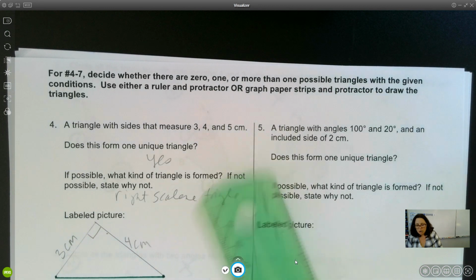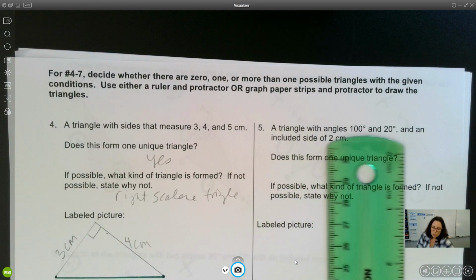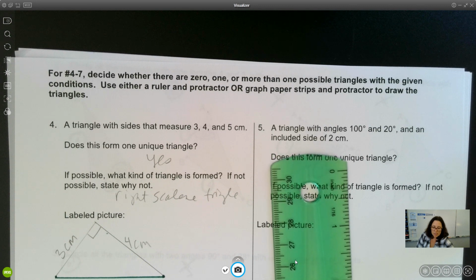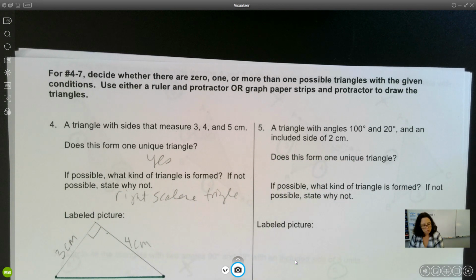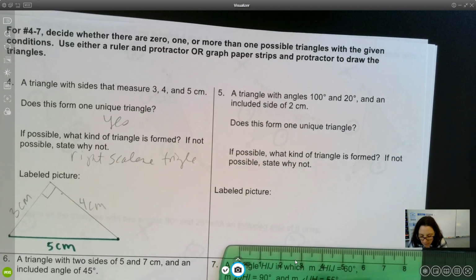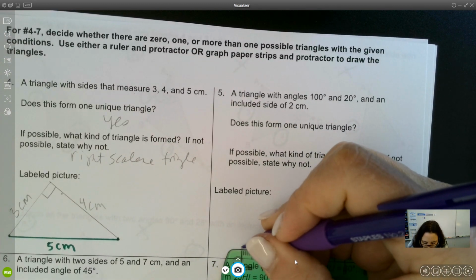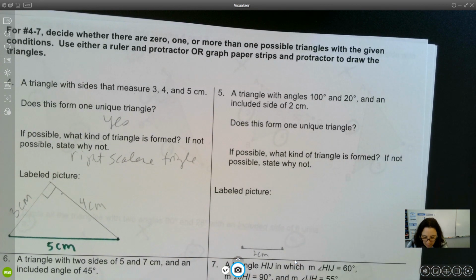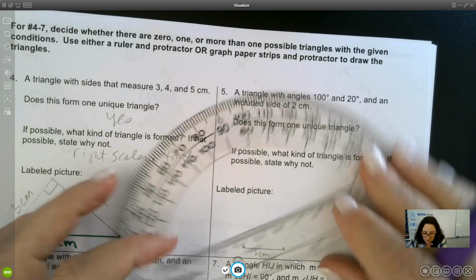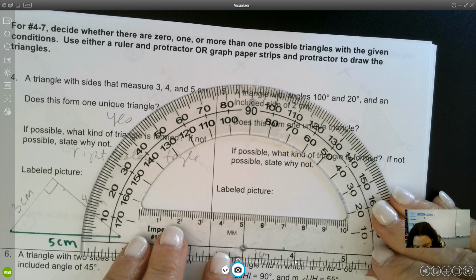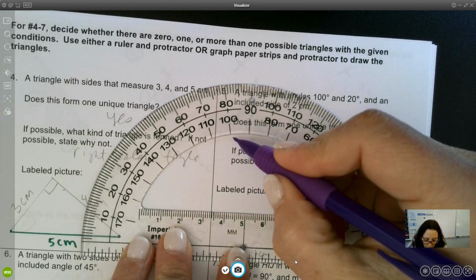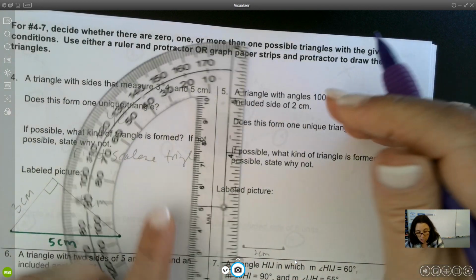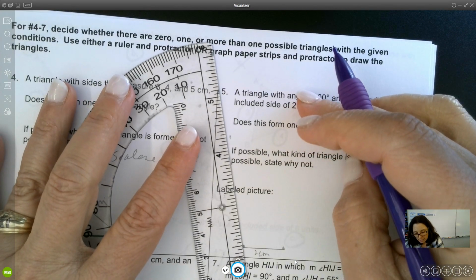All right, a triangle with angles 100 degrees and 20 degrees and an included side of 2 centimeters. So I need to do my 2 centimeter side length. That's teeny tiny. 2 centimeters. All right, I need 100 degrees coming off of one of these dots, these vertices. 100 degrees would be right here. I don't know how long, so I'm just going to draw a long line.